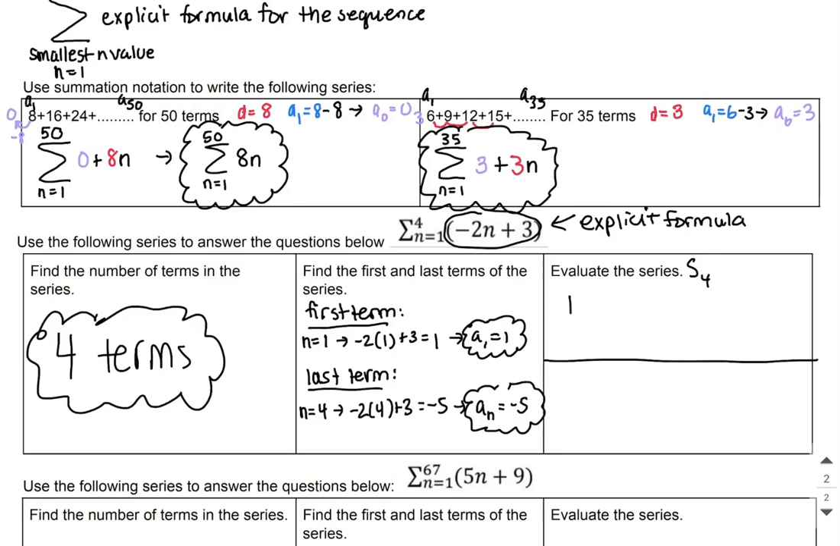So I know the first term is 1. The explicit formula tells me the common difference is negative 2. So to find the next term, I would subtract 2 or add negative 2, and that would be negative 1. And then the next term would be negative 3. And then the next term would be negative 5. Then I would add those terms together: 1 plus negative 1 plus negative 3 plus negative 5, which gives me negative 8. I could do that because I only have 4 terms there.